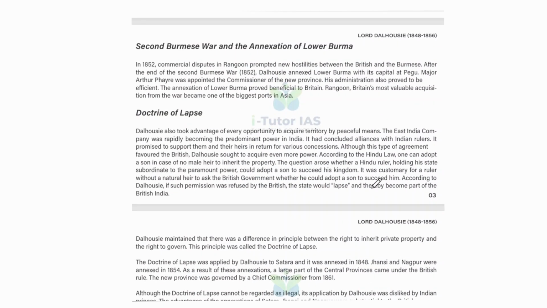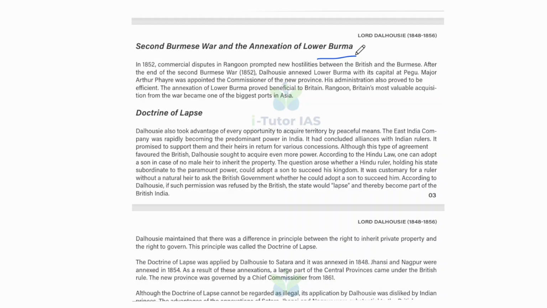Okay. Now the Second Burmese War and the annexation of Lower Burma. In 1852, a commercial dispute in Rangoon prompted new hostilities between the British and the Burmese.